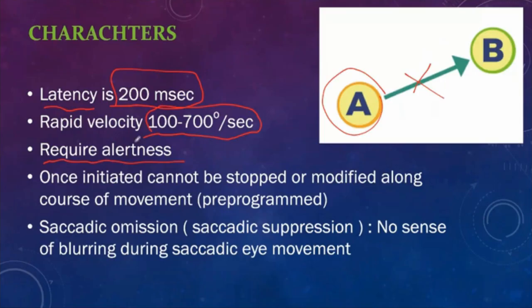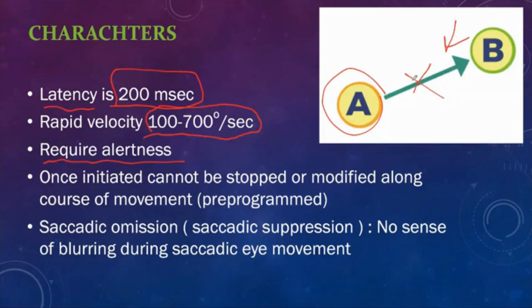So once initiated, it is very rapid and it cannot be stopped or modified as it has a pre-program. Also, there is a characteristic called saccadic omission or saccadic suppression. When you saccade from point A to point B, when you are moving your eye from A to B, you will not notice that there is a blurry vision in between. So this arrow will not appear to be blurry.